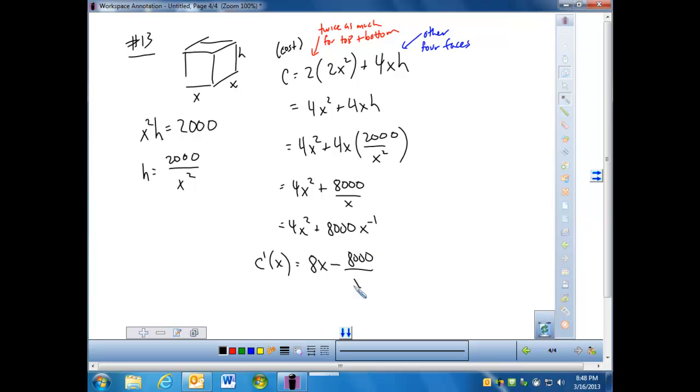I'm going to set this equal to 0 now and solve this for x. That will give me my critical values. So I added the 8,000 over x squared to the other side. Cross multiply, of course. You get 8x cubed equals 8,000. Divide both sides by 8, you get x cubed equals 1,000. Take the cube root of each side, and you get 10. Again, what is 10? 10 is the length in centimeters of one of the sides of the base.